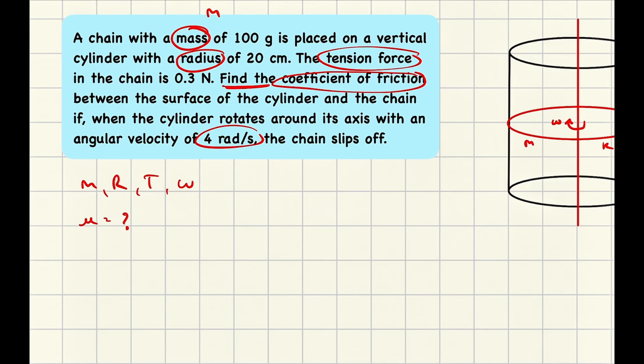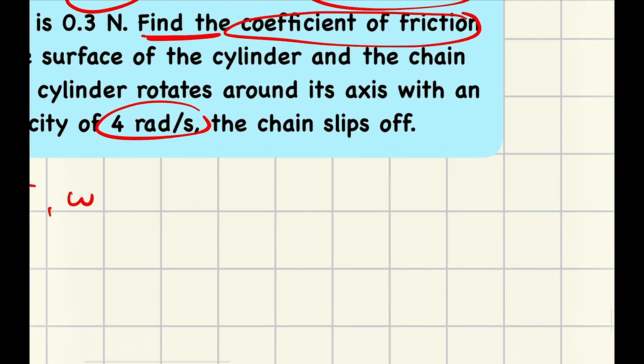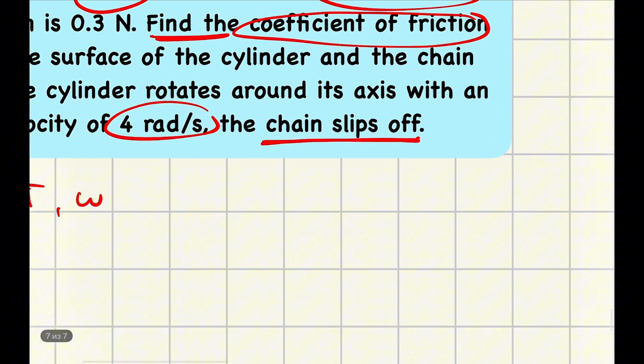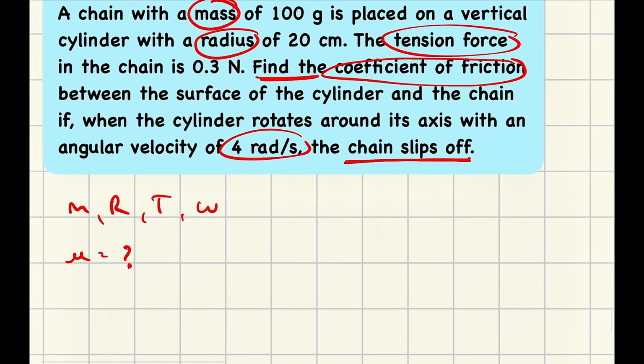I will not apply numbers again and again all the time, because the main part is the physical part. The maths is for the rest. And we need to look at this thing: the chain slips off when the cylinder rotates around its axis with an angular velocity of 4 radians per second. So this is really important. We need to understand this situation.